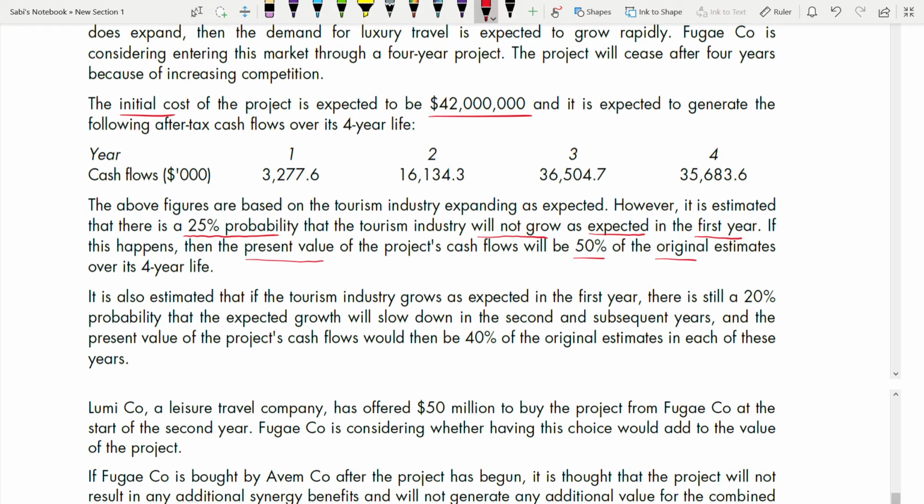It is also estimated that if the tourism industry grows as expected in the first year, there is a 20% probability that the expected growth will slow down in the second and subsequent years. And the present value of the project's cash flow would then be 40% of the original estimates in each of these years. So the present value of the project will be 40% of the original.